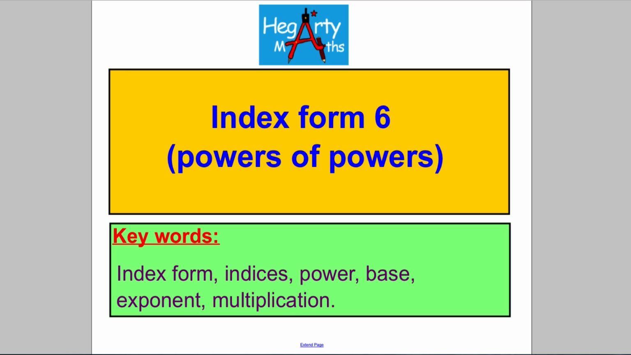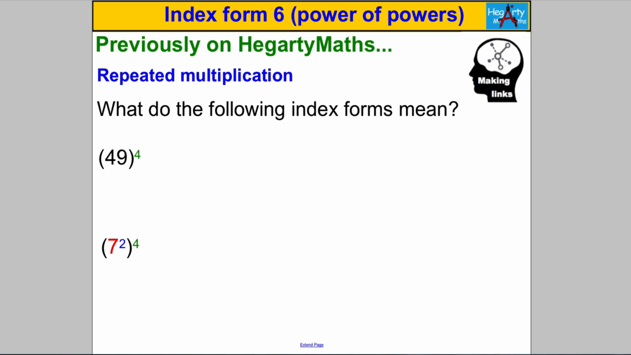It's Mr. Hegarty here, and in this video we're talking about index form again, our sixth video, but this time we're talking of powers, and I'll explain what I mean. Now before we get going, what does 49 to the power of 4 mean? Well, hopefully you know that it means the following: 49 multiplied by 49 multiplied by 49 multiplied by 49, right? We know that. Now here's the new sort of style of question.